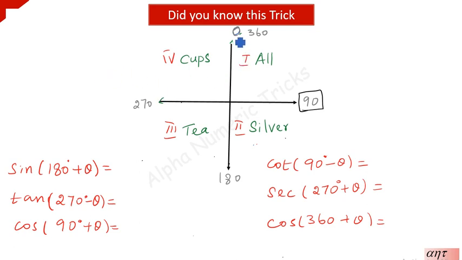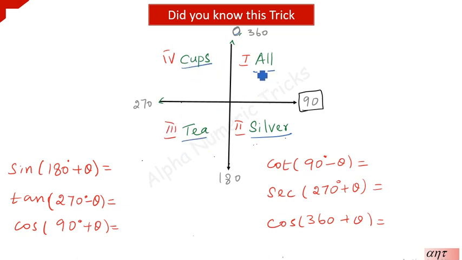Here we have in the first quadrant 0 to 90, which is the first quadrant, and 90 to 180 is the second quadrant, and 180 to 270 lies in the third quadrant, and the angles 270 to 360 degrees lie in the fourth quadrant. In this you have to remember this phrase: All Silver Tea Cups.